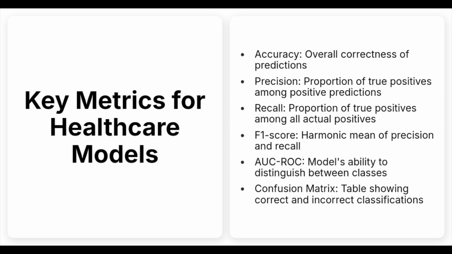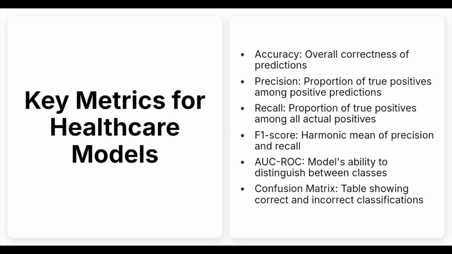Some key metrics for healthcare models to evaluate are accuracy. So you want to make sure that the overall correctness of your model is ensured. You want to evaluate the precision, which is the proportion of true positives among positive predictions. You want to look at the recall, which is the proportion of true positives among all actual positives. The F1 score is very useful. It's the harmonic mean of the precision and recall.